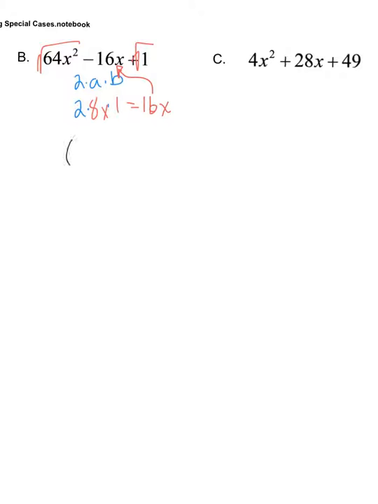So because it matches, I know that its factor pattern is (a + b) squared. The 8x is going to go here, the 1 is going to go here, and then the sign from the middle term is going to go here. And so this is the factored form of that trinomial. So pause the video and I want you to do C on your own.